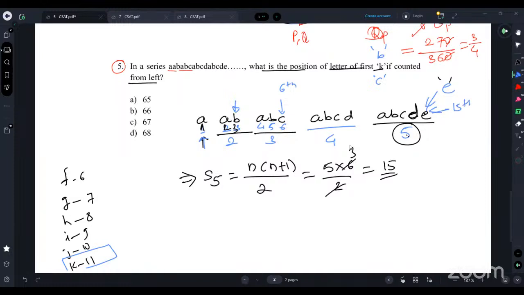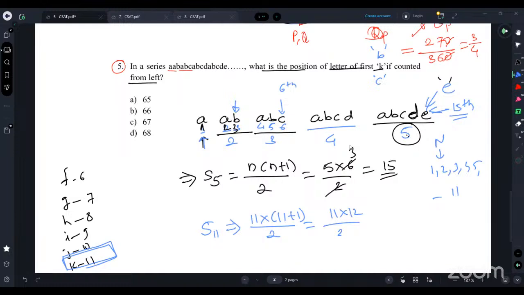Now we have to do it for K, right? K is at the 11th position. Now what will be the summation of natural numbers up to 11? Natural numbers are basically numbers starting from 1: 1, 2, 3, 4, 5. Now I have to do the summation up to 11, so that will be n into n plus 1 by 2 again. So 11 into 11 plus 1, which is 12, so 11 into 12 by 2. So 6 times 11 is 66. So for the first time when K occurs, that position will be 66.